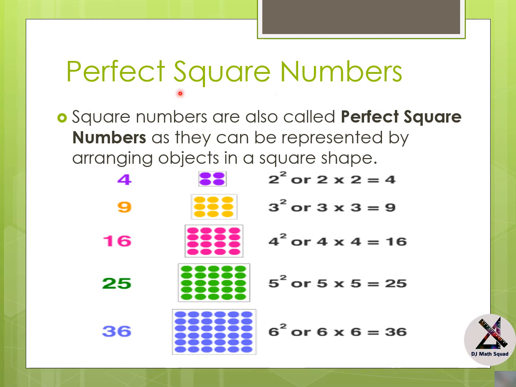Perfect square number. Now, what are perfect square numbers? The square numbers are also called perfect square numbers, as they can be represented by arranging objects in a square shape. So, you can see a few more figures here. If you take number 4, it can be represented like this, which is the shape of a perfect square. Similarly, 9, then 16, 25 and 36. You are already familiar with the shape of a square. So, you understand what it means.